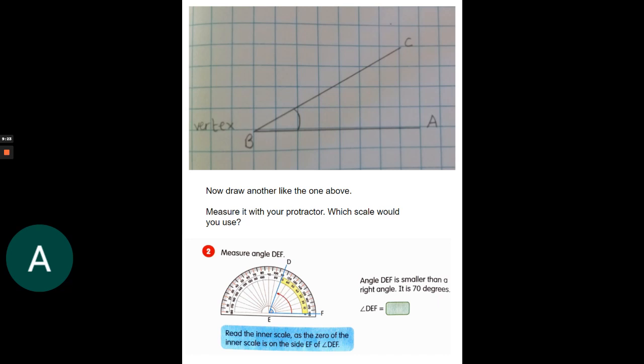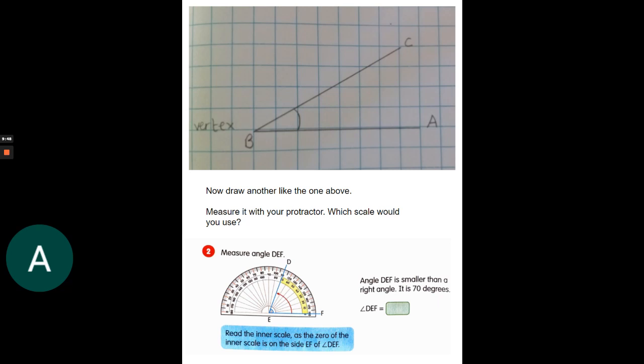This picture here has been taken from the textbook, and it says measure angle DEF. So I'll just recap where DEF is. We've got D, E and F, and E is the angle, it sits in the middle of D and F. Now, it is smaller than a right angle. I think we can agree it is an acute angle.